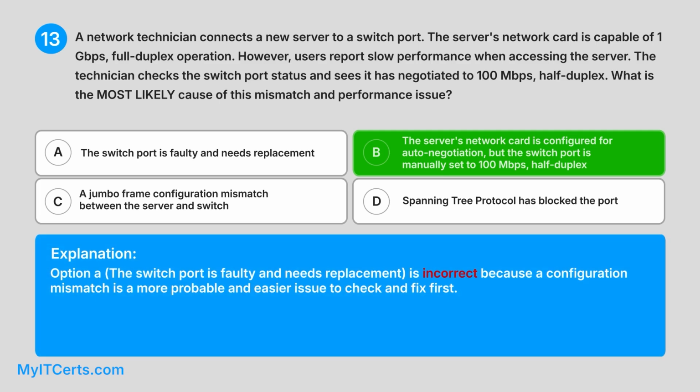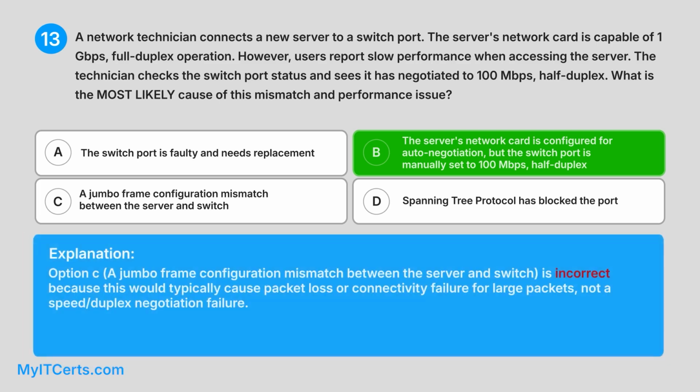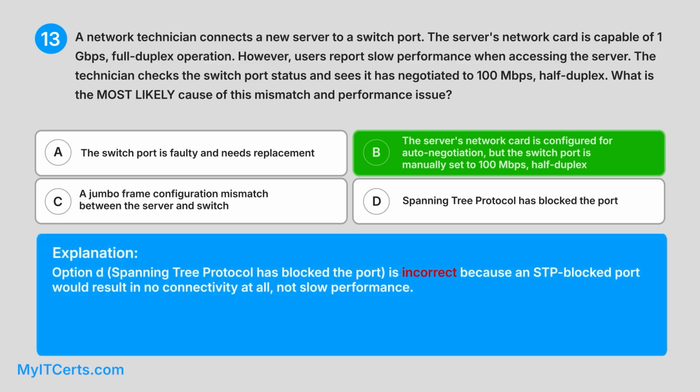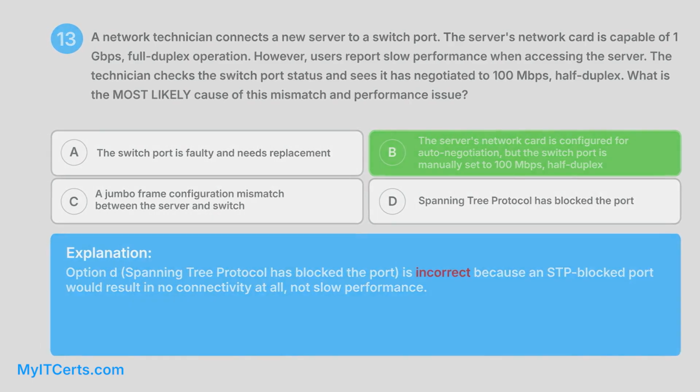Option A, the switch port is faulty and needs replacement, is incorrect because a configuration mismatch is a more probable and easier issue to check and fix first. Option C, a jumbo frame configuration mismatch between the server and switch, is incorrect because this would typically cause packet loss or connectivity failure for large packets, not a speed or duplex negotiation failure. Option D, Spanning Tree Protocol has blocked the port, is incorrect because an STP-blocked port would result in no connectivity at all, not slow performance.